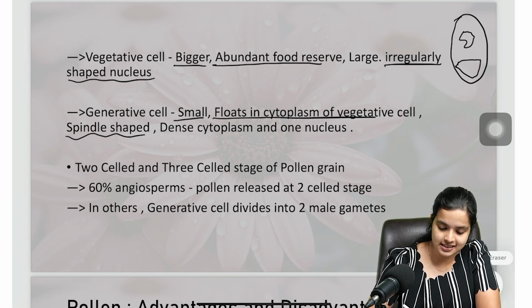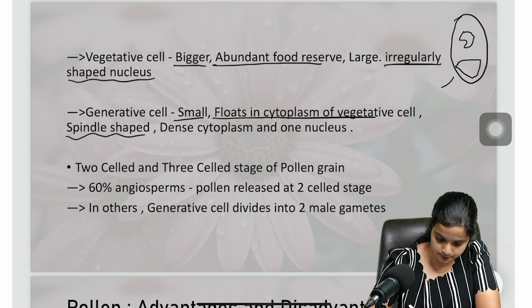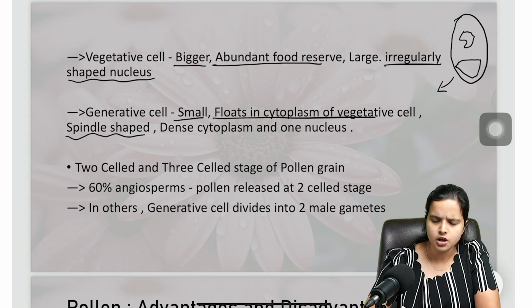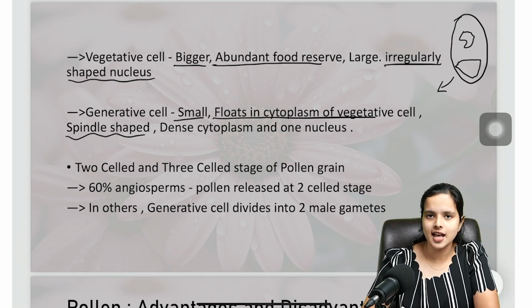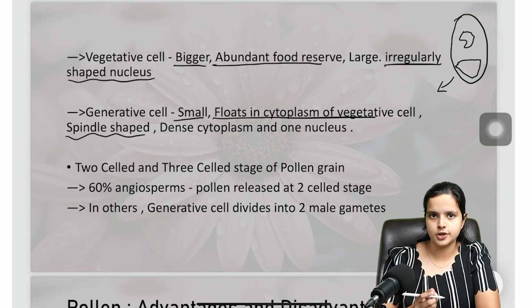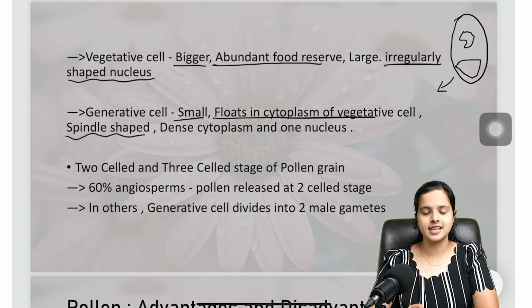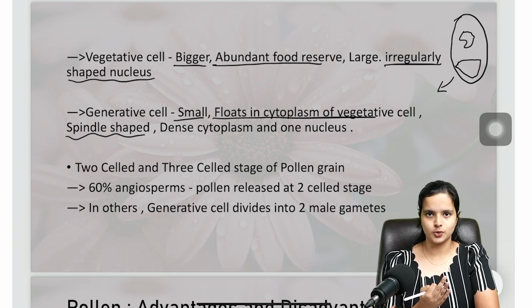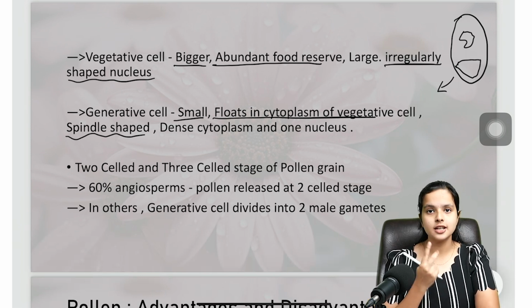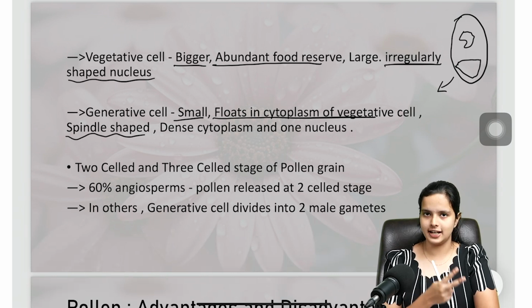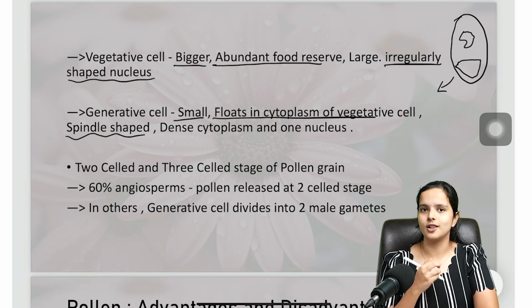In some plants, the pollen grain from this two-celled stage goes into a three-celled stage. How is that happening? The generative cell, which we were talking about, gets split into two. The vegetative cell remains the same and the generative cell gets split into two. So there will be three cells in total, right? The one vegetative cell and two new cells which are formed from the generative cell. And these two new cells are called the male gametes.